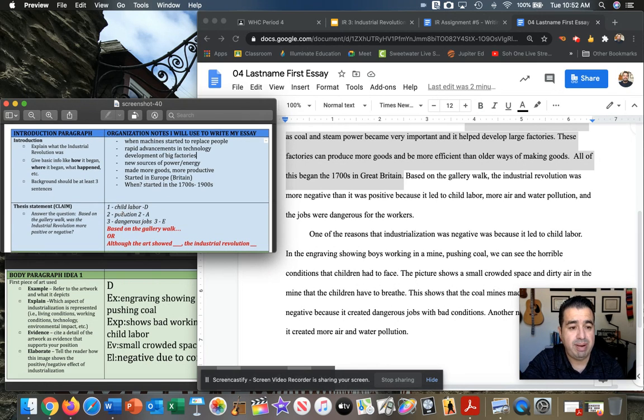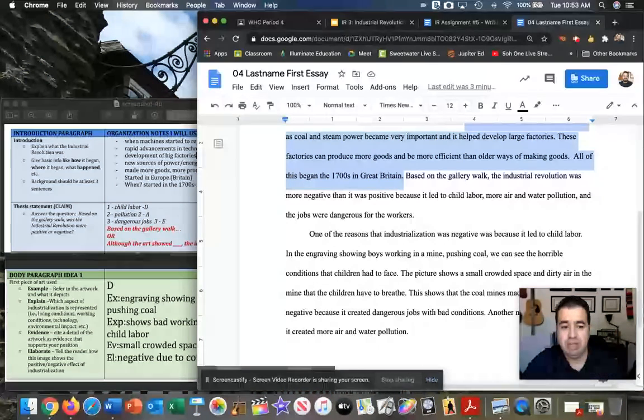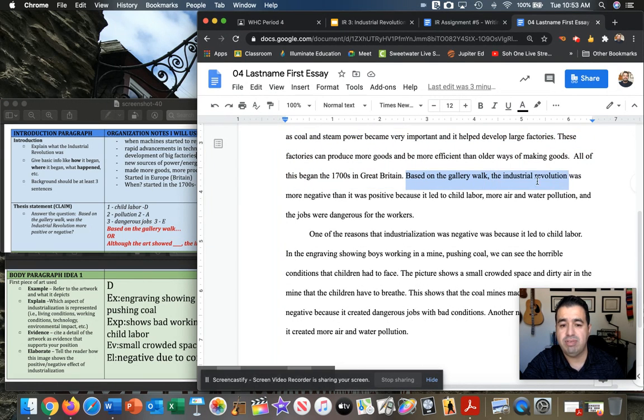And then my thesis. Remember, everything in blue is the same paragraph. So remember, I was going to talk about child labor with document D, pollution with document A, and dangerous jobs with picture E. And I told you to use one of my 2 sentence starters, and you all did this in class. So now I'm going to have my sentence, right? Based on the gallery walk, the Industrial Revolution was more negative than it was positive because it led to child labor, more air and water pollution, and the jobs were dangerous for workers.